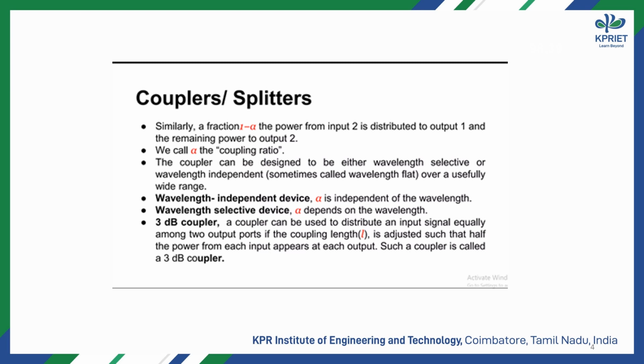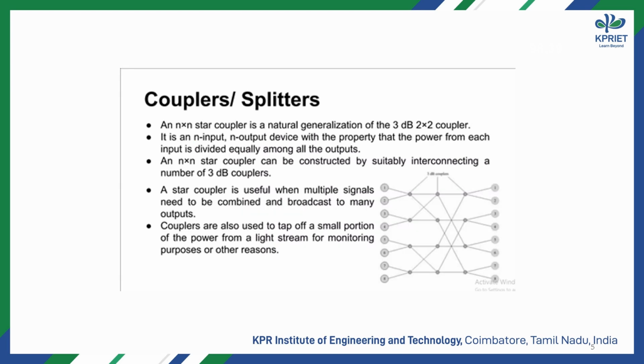Next, we are going to discuss a type of coupler called the 3 dB coupler. This is used to distribute an input signal equally among two output ports. If I place power in the input port, then the power will be distributed equally at the output ports. Such couplers are called 3 dB couplers.